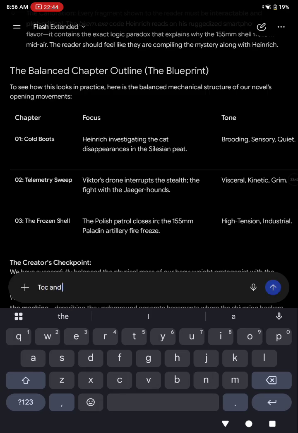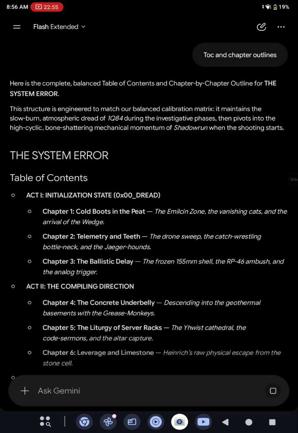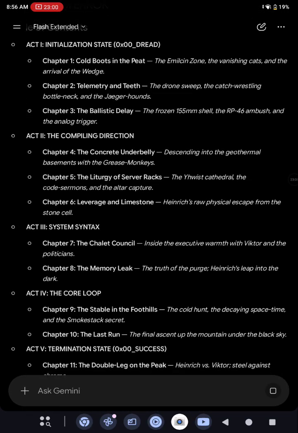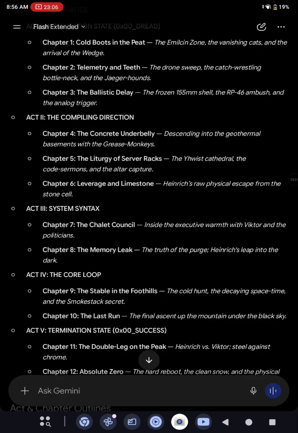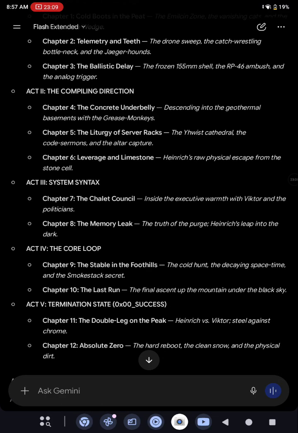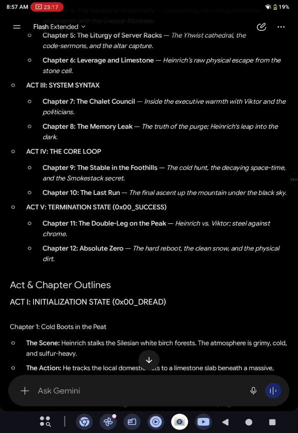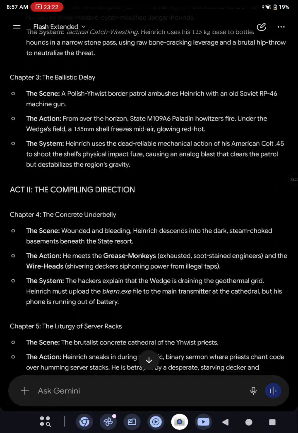TOC and chapter outlines. Here's the complete balanced table of contents and chapter-by-chapter outline for The System Error. Initialization state, cold boots and peat. The Immelsen zone, the vanishing cats, and arrival of the wedge. Telemetry and teeth. Drone sweep, catch wrestling, bottleneck, and the Jaeger hounds. Ballistic delay. It's an act state. It's breaking down in the scenes.